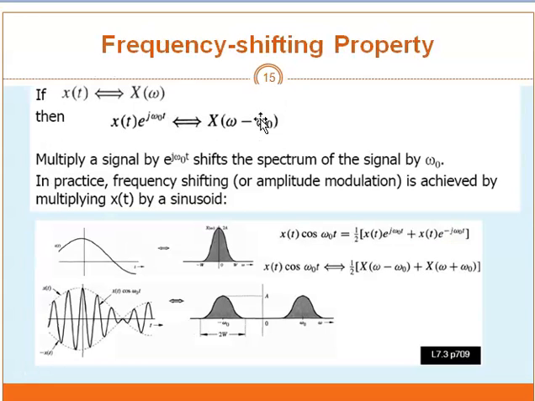For the frequency shifting property, when you have x(t) exponent j omega naught t, and you apply the Fourier transform, in frequency domain, it will become X(omega minus omega naught).